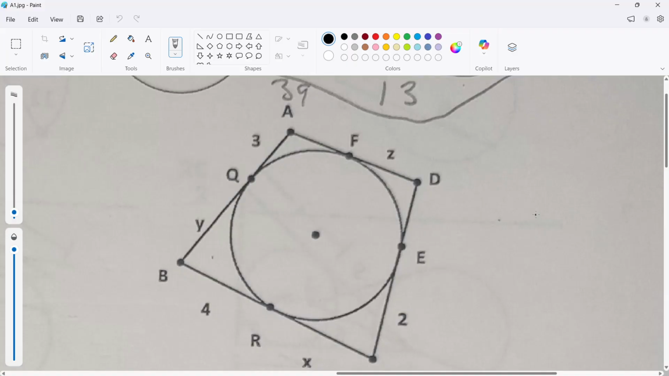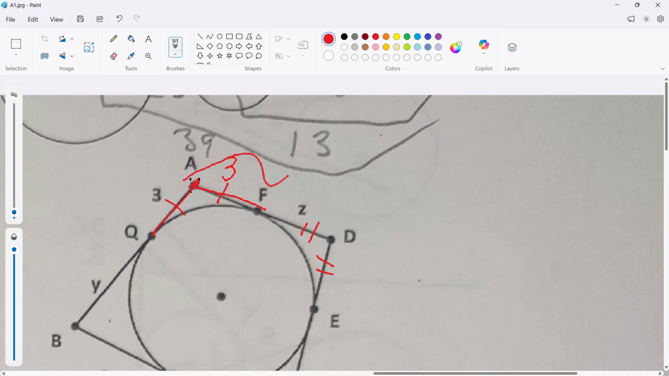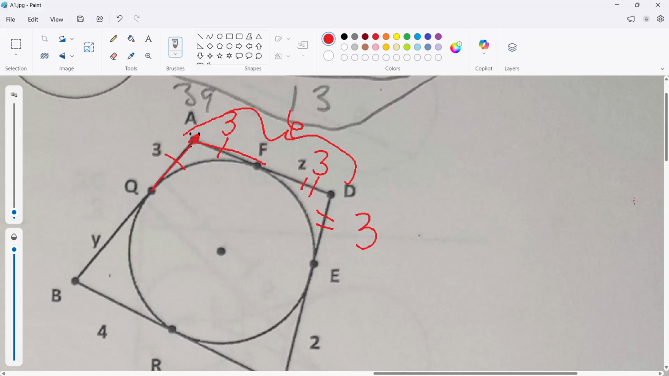It means that this is an external point, and that these are two tangents from the external point, where those two tangents are equal. I'm just going to write this in, AF equals 3. These two are equal. But there's another factor, AD equals 6. If AD equals 6 and AF is 3, then the other is 3. And that makes this 3, because this is an external point and it's tangent to the circle at 2 points. So when you have an external point tangent to the circle at 2 points, those two segments are equal.